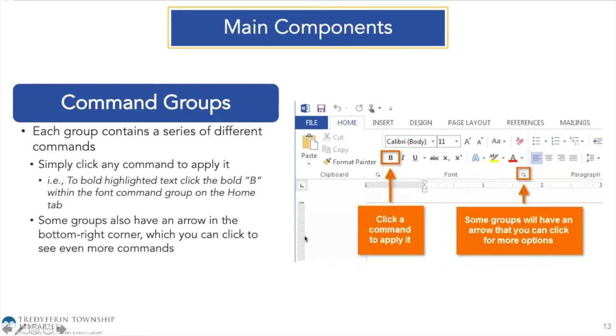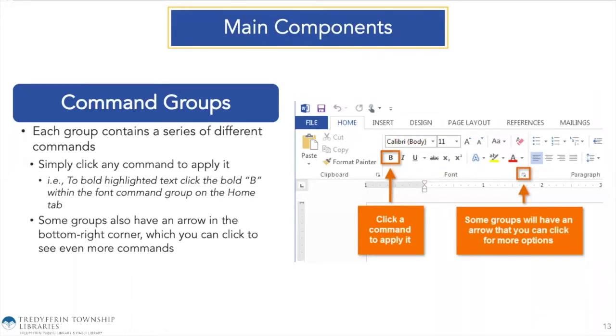So I want to cover what is actually on the ribbon. We covered the tabs and their major uses. Next, what's on those tabs? The biggest thing that you need to know is the command groups. Each tab within the ribbon has a certain number of command groups, and each command group contains a series of different commands. You just simply click the button or click the command to apply it. For example, to bold highlighted text, you click the bold B within the font command group on the Home tab.